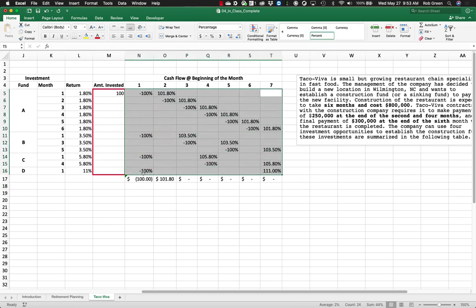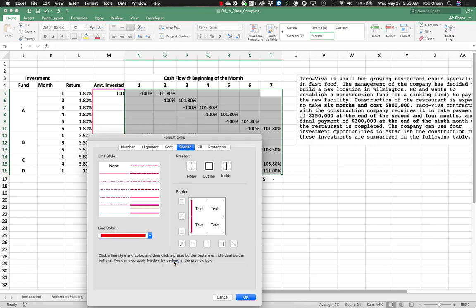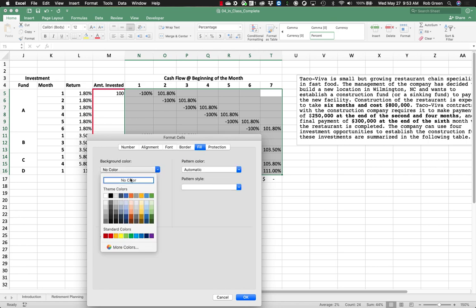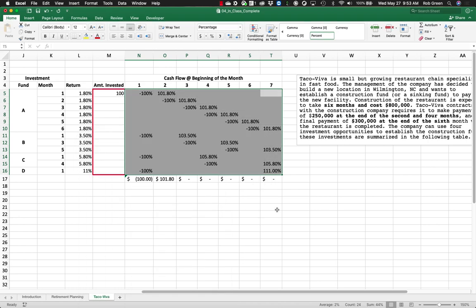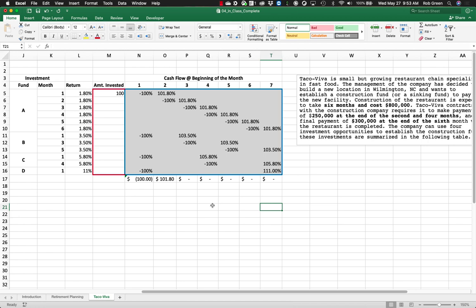Now this has all become given information. We're going to format those cells. We're going to outline them with our nice blue. We are going to go ahead and fill them with our background color. And we are almost there. So the one thing we do know is in month 3, we owe a payment. In month 3, we have a payment of $250,000.